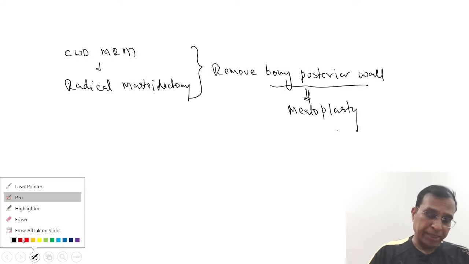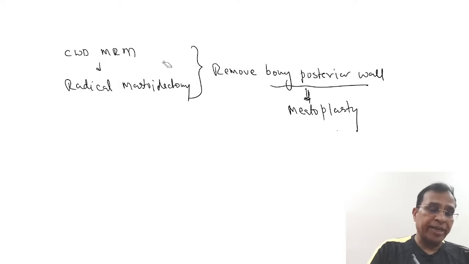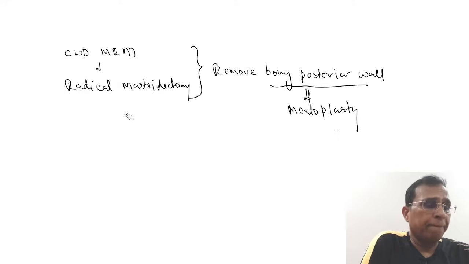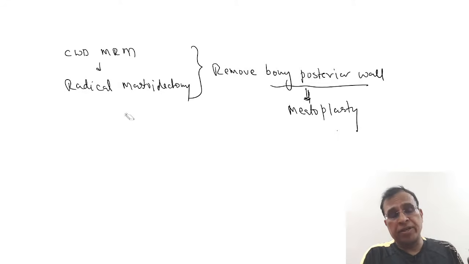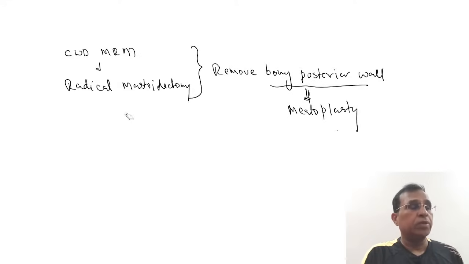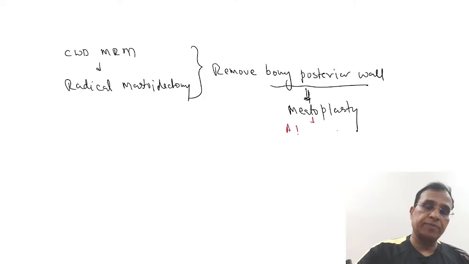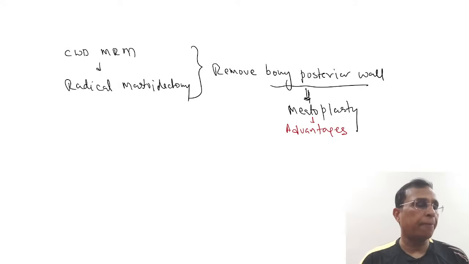In the patient of canal wall down MRM and in a patient of radical mastoidectomy, what is the advantage of doing meatoplasty? Can you tell me that? Why should I do meatoplasty after canal wall down MRM and after radical mastoidectomy? Why? Advantages. Meatoplasty advantages. Anybody wants to answer this question? Advantage of meatoplasty? If I am doing meatoplasty, it must be having advantages. So now, those who have read, they know that radical and posterior wall removal, all that is okay. But advantage, my dear friends, advantage. What is the advantage?